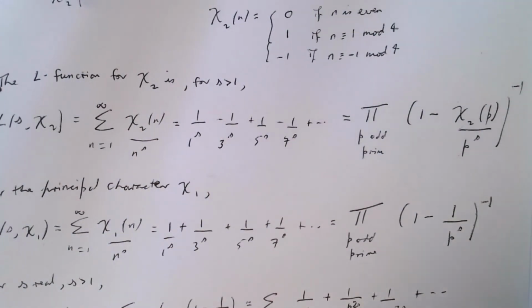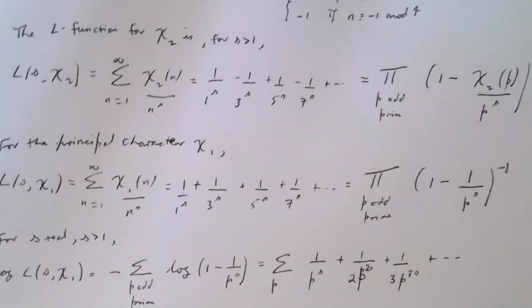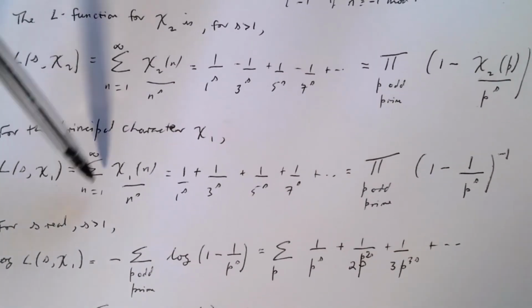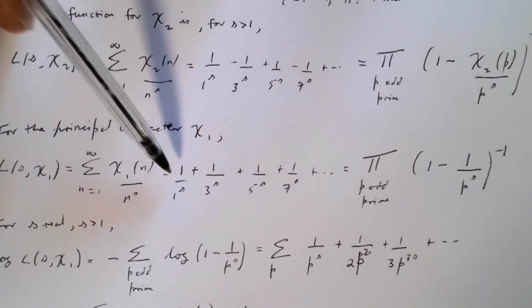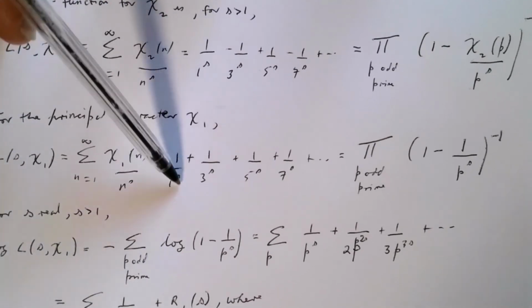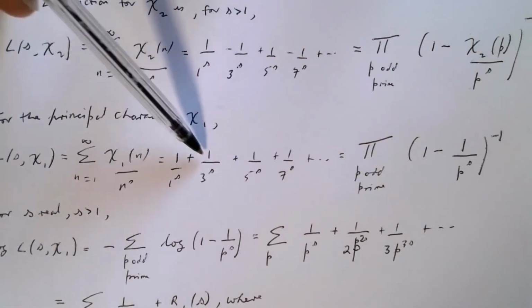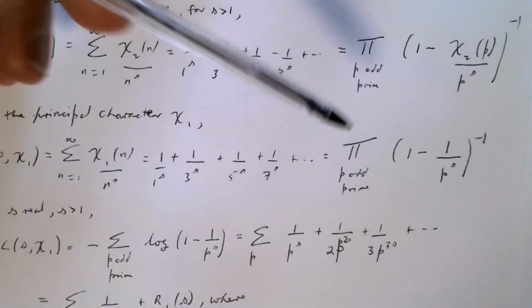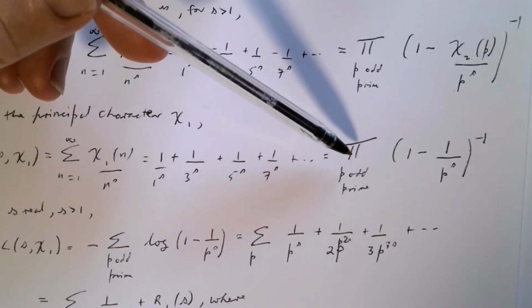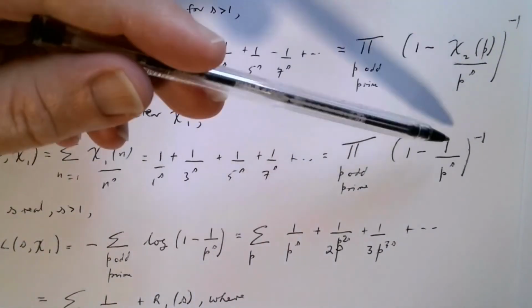For the principal character, it's very similar. Again, it's defined to be that, and so we just write the series out. We're only going to get odd numbers down here, and all the character values are 1, and its Euler product looks like this. The chi value is all 1 here.